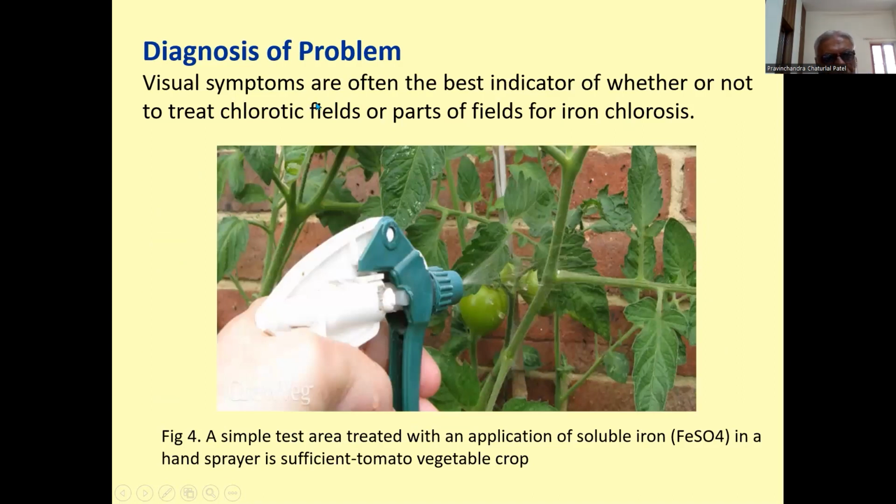Diagnosis of the problem: visual symptoms are often the best indicator of whether or not to treat a chlorotic field or part of a field for iron chlorosis. So how can you know? Suppose you have grown a tomato crop, then you spray some area with 0.5% ferrous sulfate with a hand sprayer. If there is a recovery, then you can assume that there is iron deficiency, so you have to spray the whole field with 0.5% ferrous sulfate.